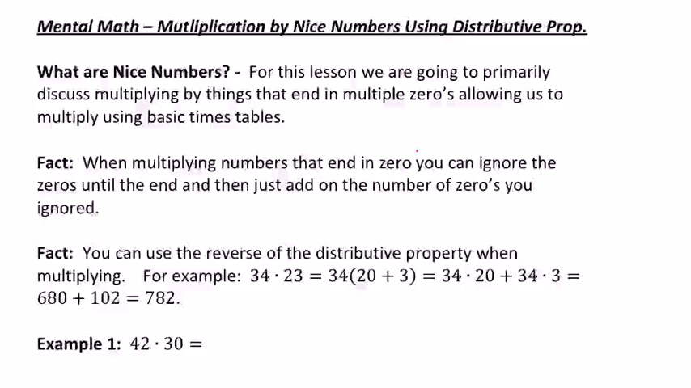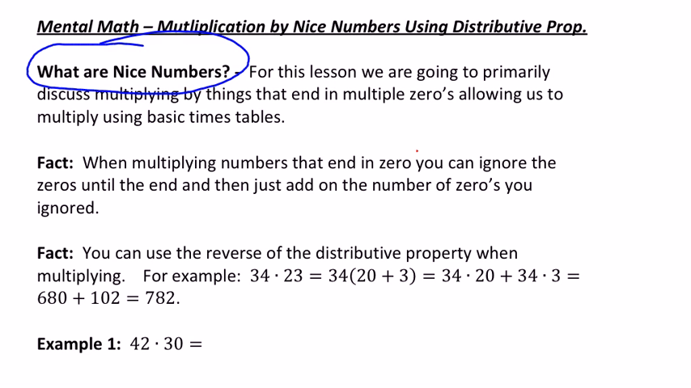Okay, in this lesson we're going to use some concepts of mental math to do some multiplication. We're going to look at nice numbers and we're going to look at the distributive property. The first question you ask yourself might be, well, what is a nice number? Well, nice numbers are essentially numbers that end in zero, or two zeros, or three zeros, that allow us to just ignore the zeros and multiply smaller numbers together.